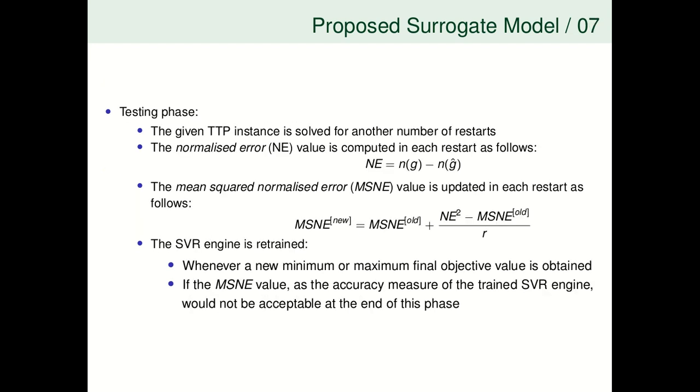In the testing phase, the given TTP instance is solved for another number of restarts, and in each restart, the normalized error value is computed and the mean squared normalized error value is updated as a moving average measure using this formula. The SVR engine is retrained in this phase whenever a new minimum or maximum final objective value is obtained, or if the MSNE value, as the accuracy measure of the trained SVR engine, is not acceptable at the end of this phase.